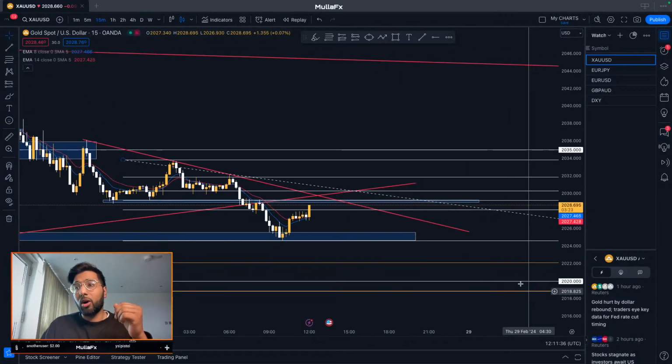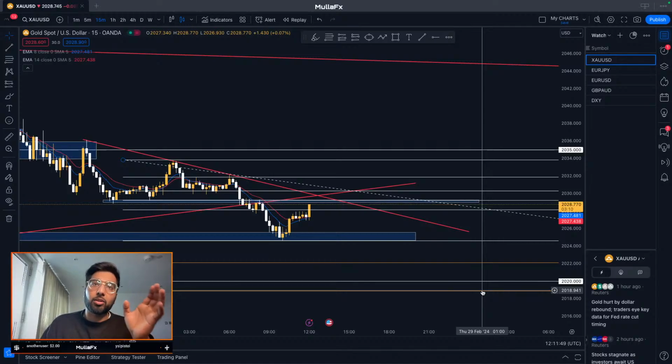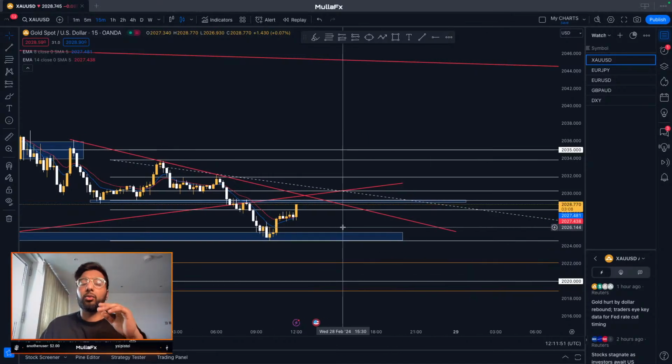Where am I targeting? Well, I'm targeting my fib levels first, but first take profit will be 2024, then 2022, and then 2020, and if we're lucky, 2018. But that will most likely take a few hours or even till tomorrow. So if you are currently looking at gold, current status of gold is we are bearish. We are currently looking for sells.